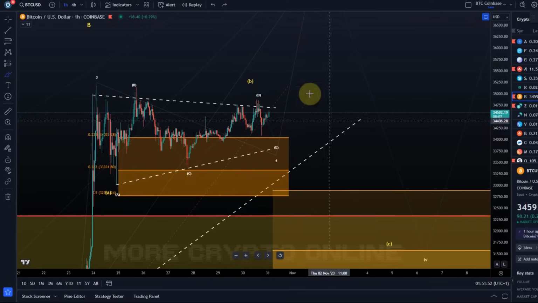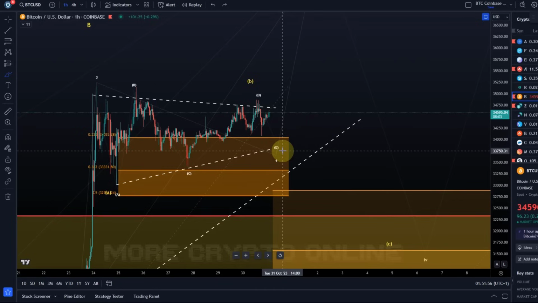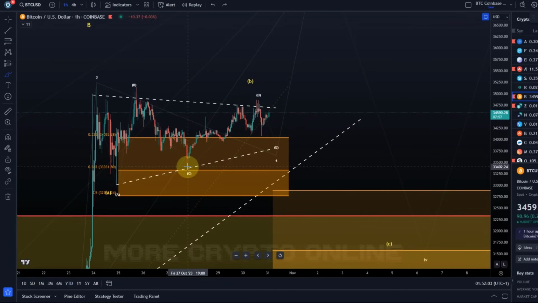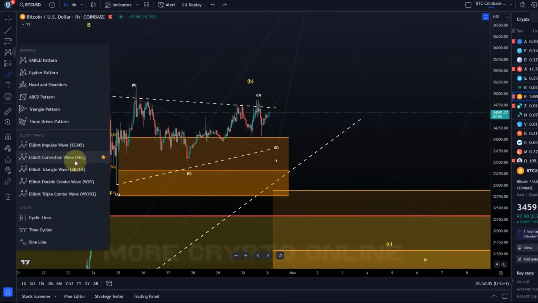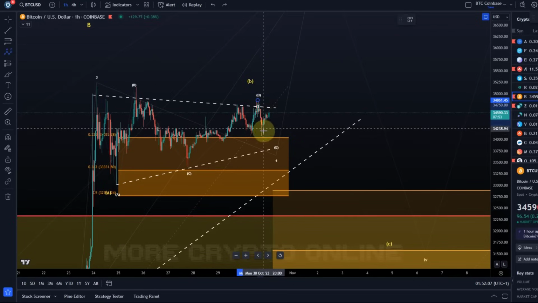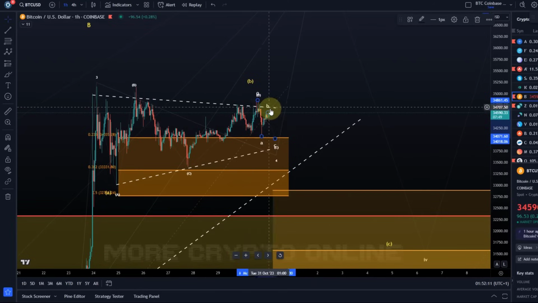Within this scenario, it could be that this E-wave is still unfolding. All the E-wave must avoid is breaking below the low of this C-wave, and that's at $33,400. The E-wave is oftentimes an ABC structure, so it could still go a little lower.